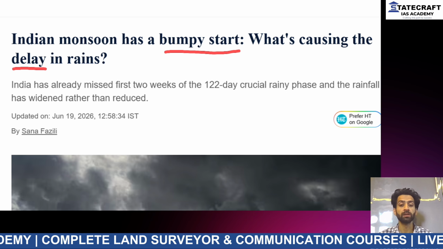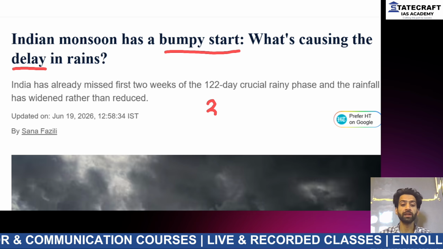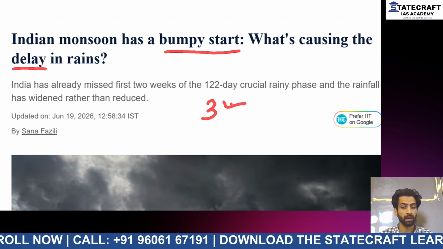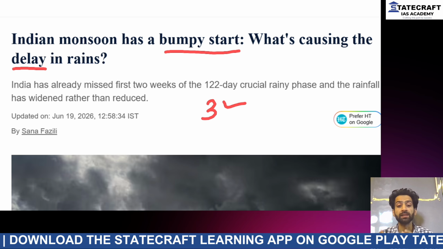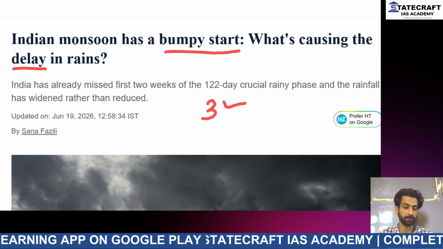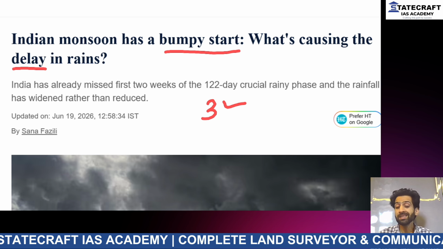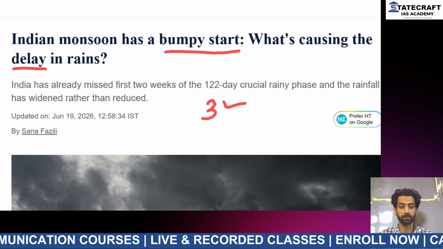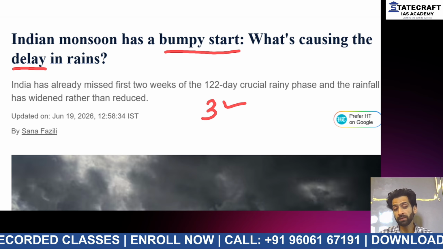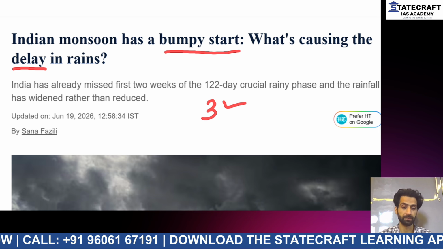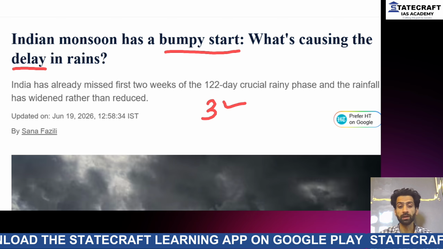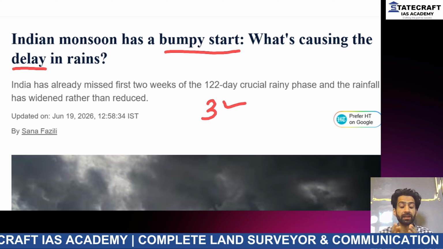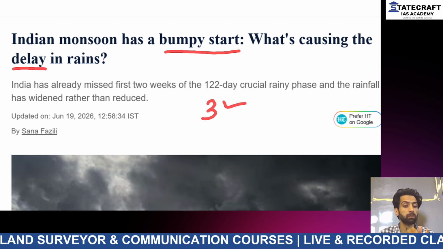Yes, there are three criteria that need to be met in order to classify the rainfall as monsoon rain. And this year we saw a delay in the arrival of these three criteria. What was the factor that caused this delay? Well, monsoon is caused by multiple factors. There are a lot of factors that determine the onset, the arrival of monsoon.